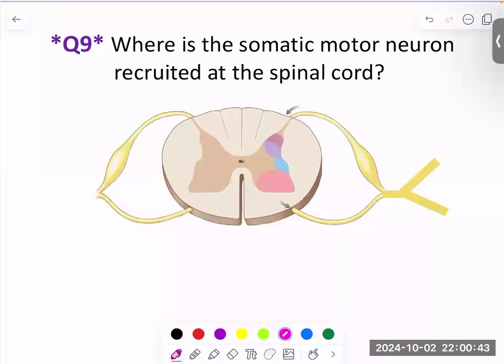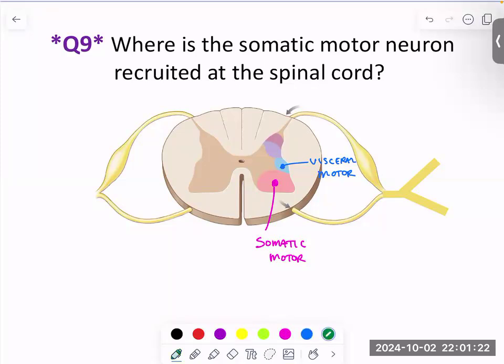Somatic motor. What is somatic motor? Skeletal muscles. Where is that recruited? In the ventral horn. That is where somatic motor is recruited. What if I were to ask you, where is visceral motor recruited? In the lateral horn. Visceral motor neuron starts there at the spinal cord, not at the brain. The brain's somewhere else, okay? We're talking at the spinal cord.